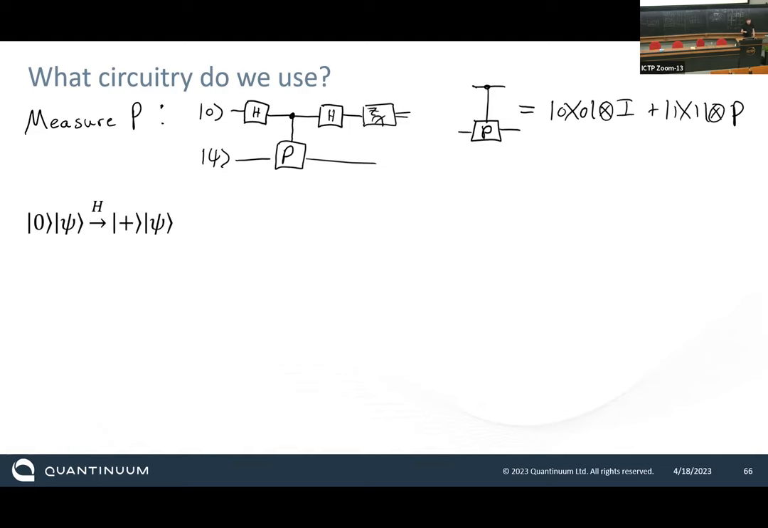So we're going to work out, oh yeah, sorry, we have this circuit here. And what that turns out to be is one way of measuring Paulis. We introduce an ancilla, we apply a Hadamard, we do this controlled Pauli, another Hadamard, and then we measure in the Z basis.